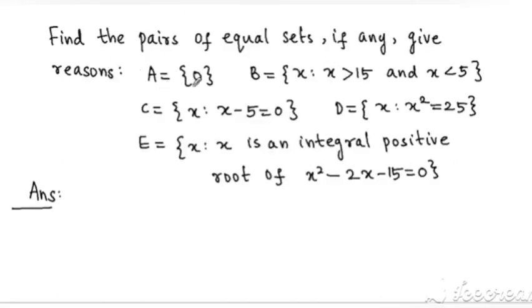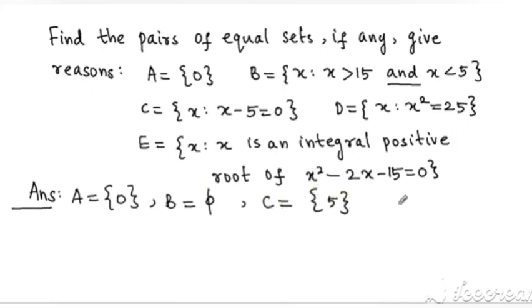Now let's move on to the problem. Find the pairs of equal sets, if any, and give reasons. First we can write all of them in roster form. So A equals the singleton set {0}, and for B you can see x greater than 15 and less than 5. No numbers are greater than 15 and less than 5; both conditions should be satisfied. So B is the empty set.